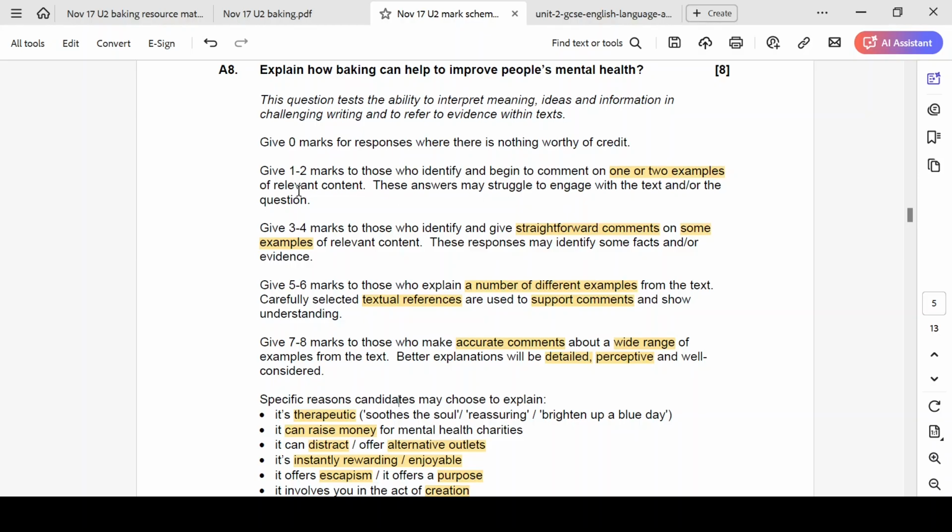I always think it's useful to look at the lowest end of the mark scheme and really try and do the opposite of whatever that's saying. So if you jump then to the top end, for 7 or 8 marks out of 8, it says accurate comments. Well, obviously they want accurate comments. They want you to be right, don't they, rather than inaccurate. But it also says wide range. It doesn't say how many is a wide range, but it's obviously quite a few more than 1 or 2. But it doesn't have to be 8.